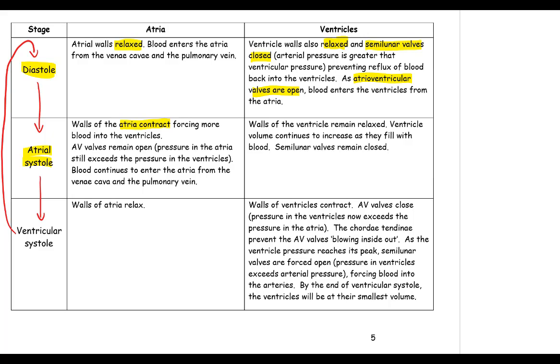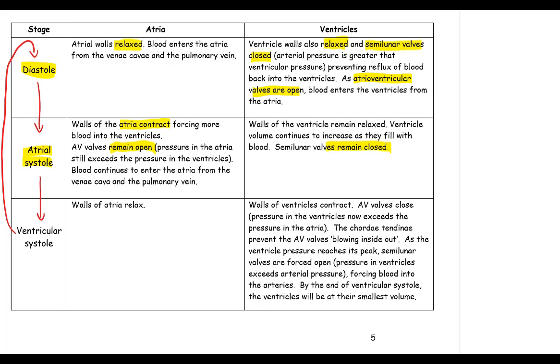That forces more blood into the ventricles, and the AV valves are still open, and that's because the pressure in the atria is still greater than the pressure in the ventricles. So blood continues to enter the atria from the vena cava and the pulmonary vein. The walls of the ventricle remain relaxed. So during atrial systole, the atria contract, the ventricles are relaxed. The ventricular volume continues to increase because they fill with blood, and the semilunar valves are closed.